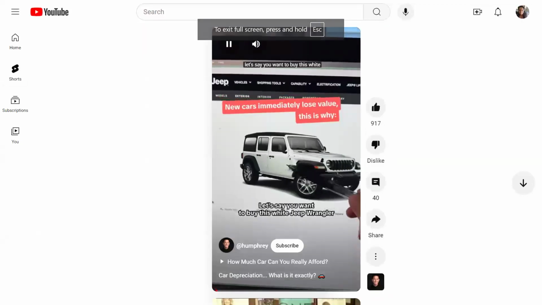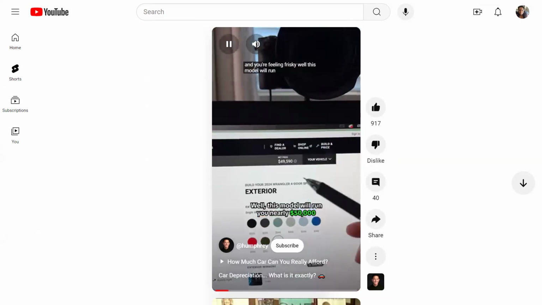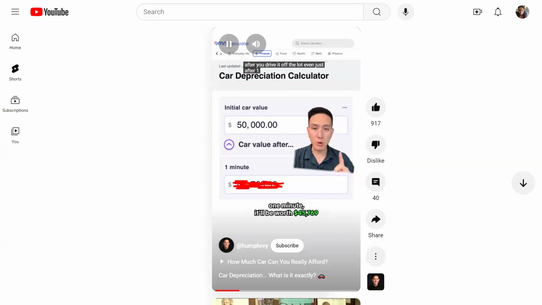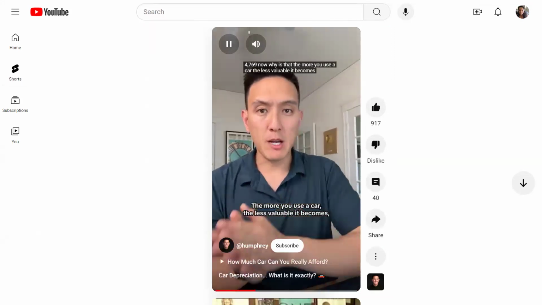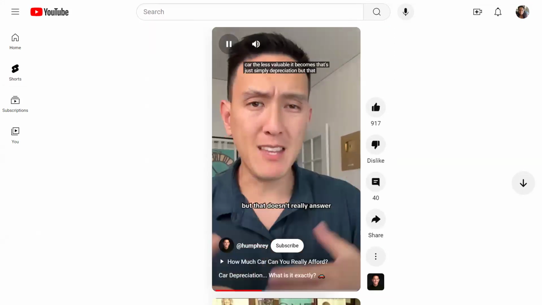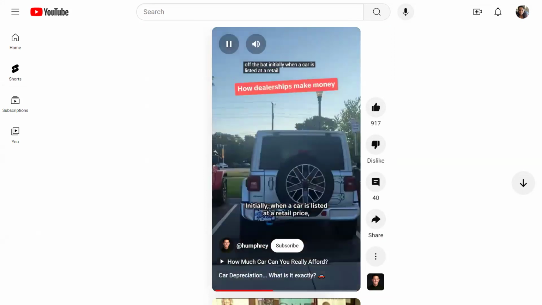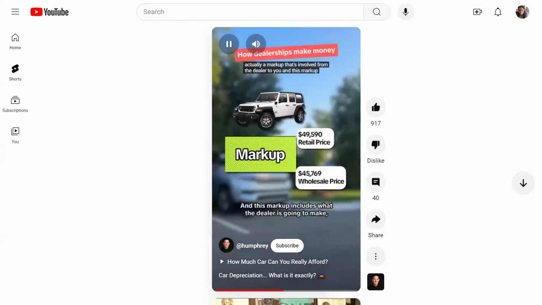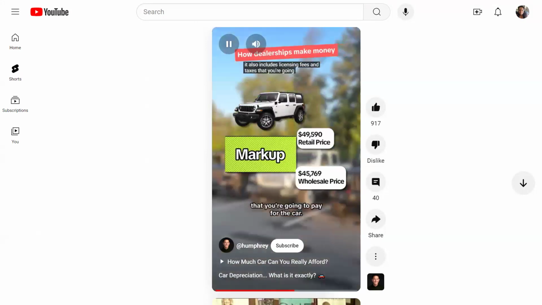Let's say you want to buy this white Jeep Wrangler because, hey, it's summer and you're feeling frisky. Well, this model will run you nearly $50,000. But after you drive it off the lot, even just after 1 minute, it'll be worth $45,769. Now, why is that? The more you use a car, the less valuable it becomes. That's just simply depreciation, but that doesn't really answer why we lose 10% off the bat. Initially, when a car is listed at a retail price, there's actually a markup that's involved from the dealer to you, and this markup includes what the dealer is going to make. It also includes licensing fees and taxes that you're going to pay for the car.